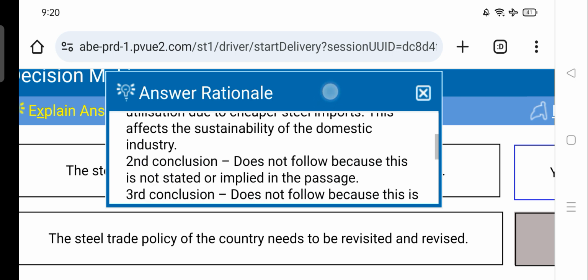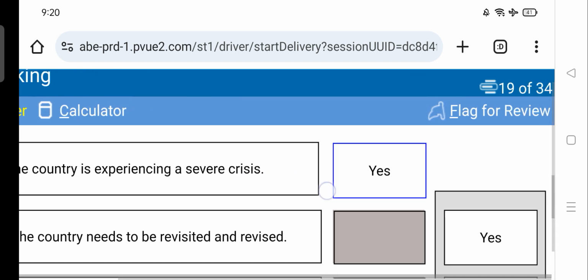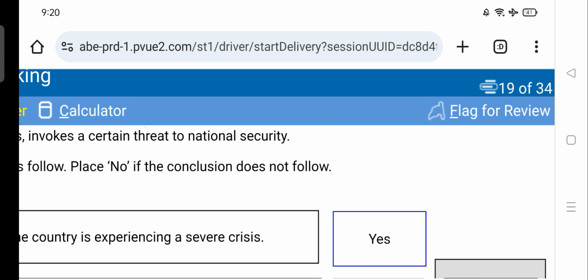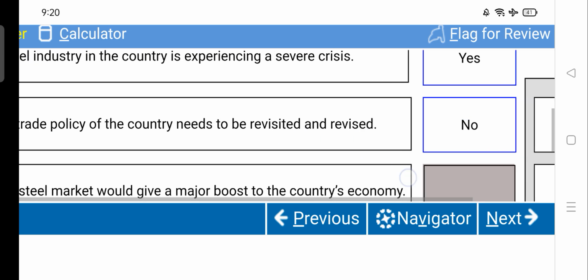Next we have a second conclusion which says that the steel trade policy of the country needs to be revisited and revised. It does not follow because this is not stated or implied in the passage. So that's why we will drag a no and drop it here.